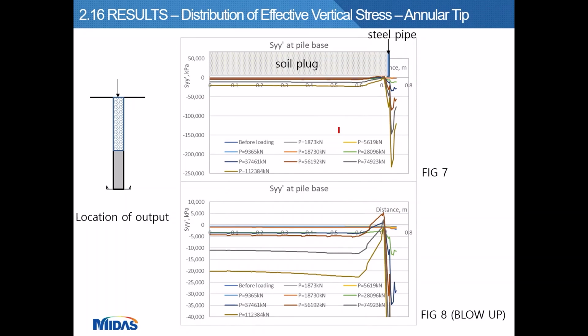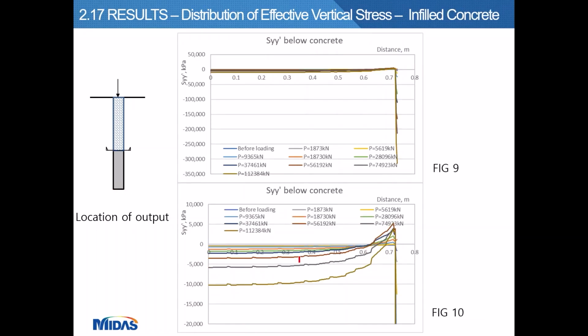And this is the distribution of the vertical stress across the pile tip. You can see the vertical stress developed within the soil plug over the applied vertical loads. And now we look at the vertical stress developed below and across the concrete infill surface here. Similar to the trend at the pile tip, the vertical stress developed below the concrete infill surface increases with the applied loads at the pile top.